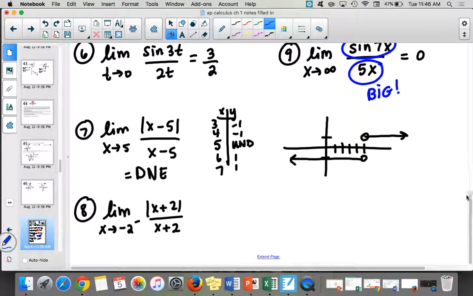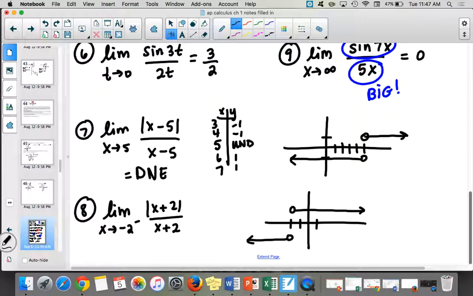All right, so let's do the next one. So this is the same idea, right? So for values bigger than -2, we get 1. Smaller than -2, we get -1. So as I'm approaching from the left-hand side, it goes to -1. All right, does that make sense? Do you guys feel pretty good about this?